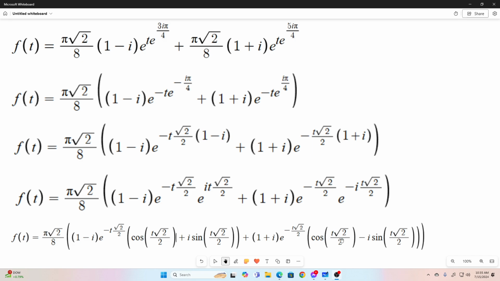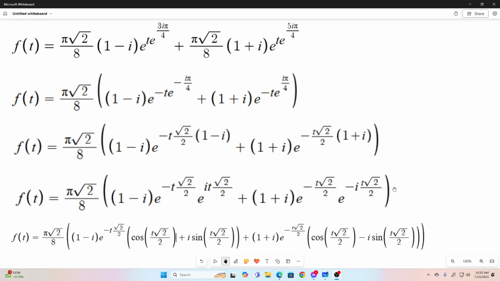And next, you can see what we did is we rewrote this e to the i t squared root of 2 over 2 using Euler's formula. e to the i theta is equal to cosine theta plus i sine theta. Our theta in this case is t squared root of 2 over 2. So that ends up being cosine of t squared root of 2 over 2 plus i sine t squared root of 2 over 2. And we did the exact same thing over here.